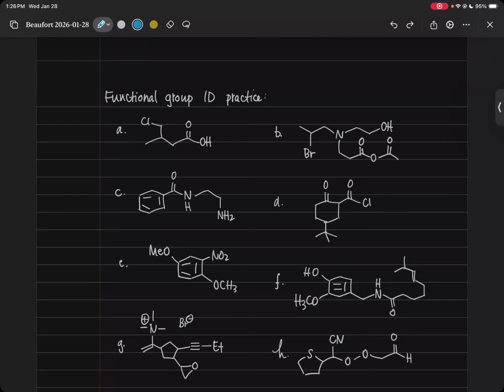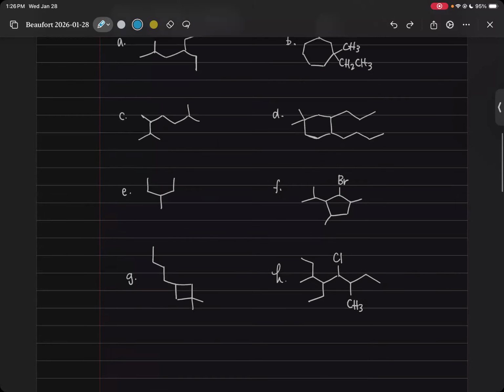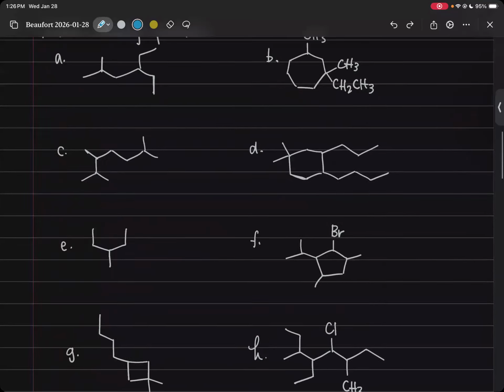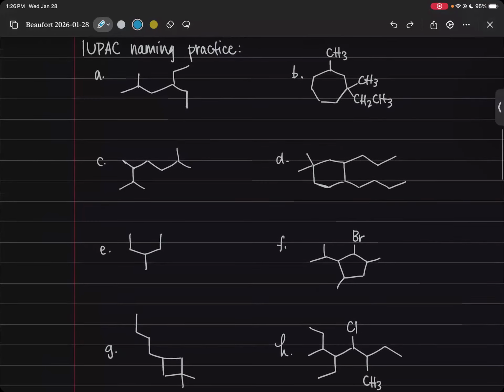All right, see if you can come up with some IUPAC names for these.